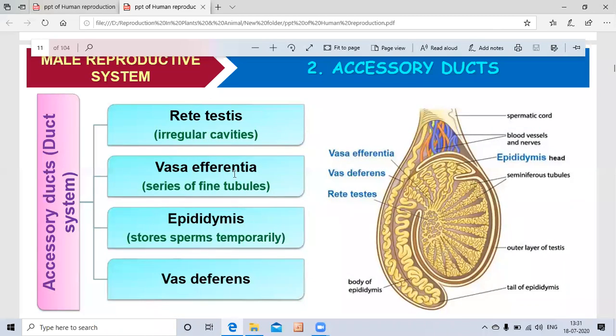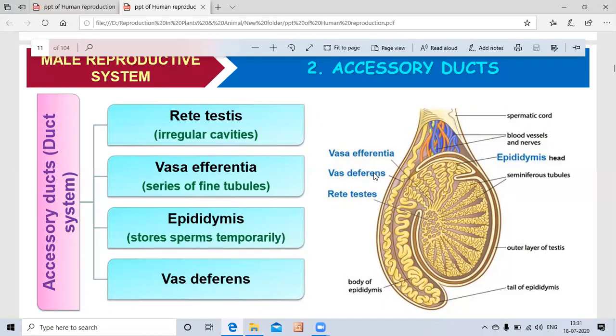Seminiferous tubules are also there. Vasa efferentia are a series of fine tubules. Here, the coiling is shown and partitions are formed between the outer layers. The body of the epididymis; epi means outer side. And the epididymis and vas deferens. So these are all the structures shown in the testis.